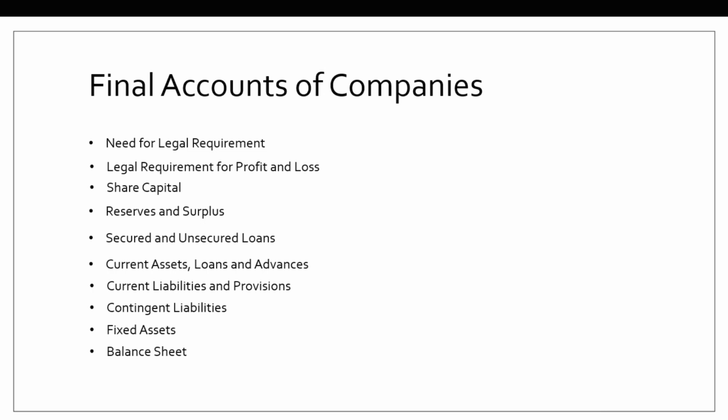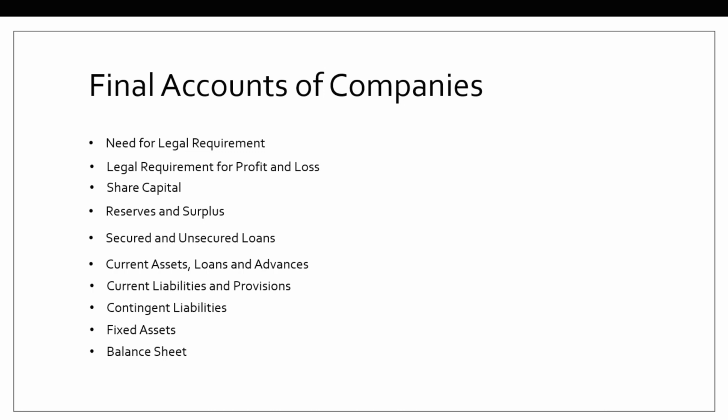So what is a balance sheet? A balance sheet of a limited company can be prepared either horizontally or vertically. It normally has 6 columns, 3 columns each for liabilities and 3 columns for assets. As per Schedule 6 of Part 1, assets are taken below liabilities.